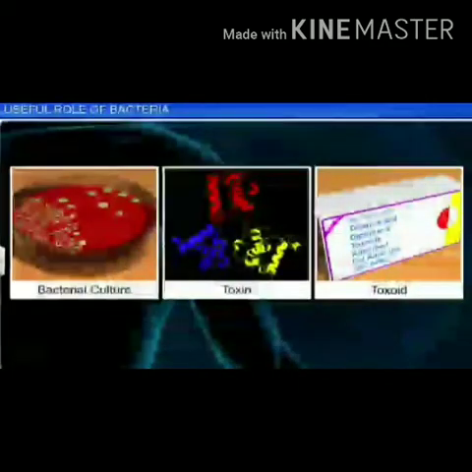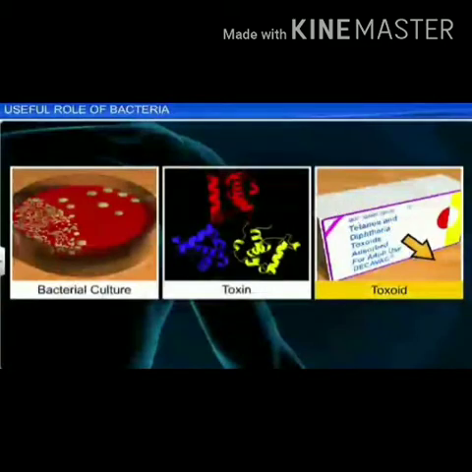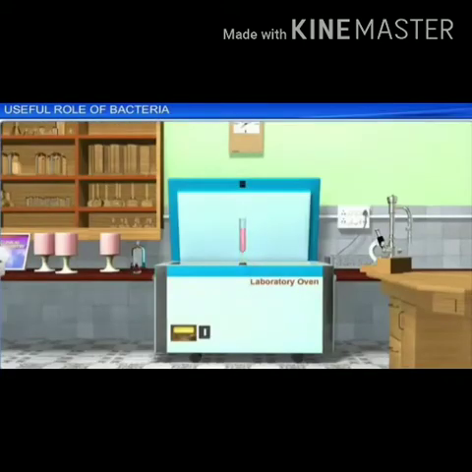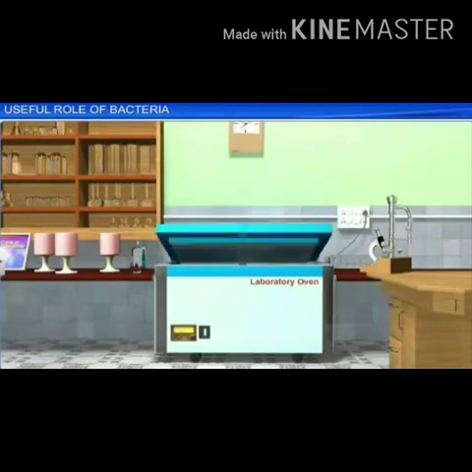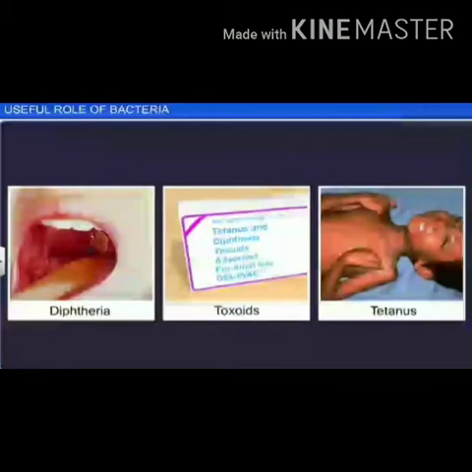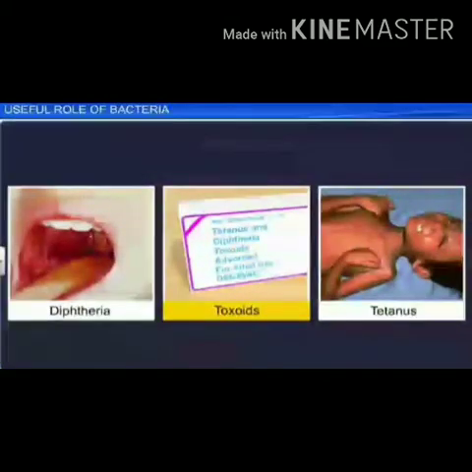Bacteria are also useful in the production of toxoids, which are toxins extracted from bacteria. After extracting a toxin, its toxicity is suppressed by treating it chemically or by using heat, while retaining its useful properties. Some diseases that are treated using toxoids are diphtheria and tetanus.